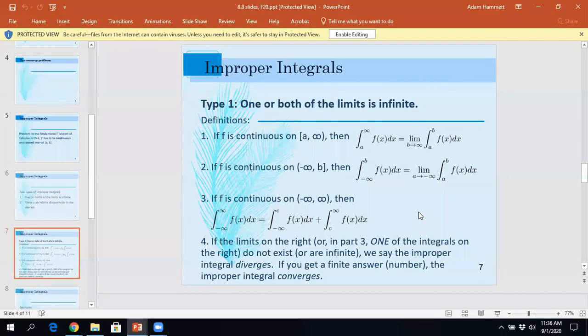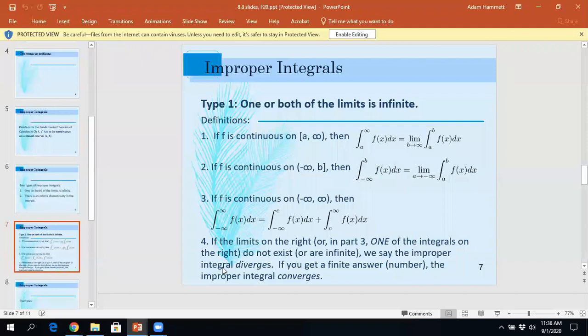Let me escape out of here so you can see this. If you get a finite answer, the improper integral converges. Do you see that? So look, you break the thing up. If either of those things is infinite or doesn't exist, like it just oscillates around, what do you say immediately? Diverge. But if both of those limits exist and are finite, you say the integral converges. This is critical. Whatever the number happens to be. And we'll see examples of that.